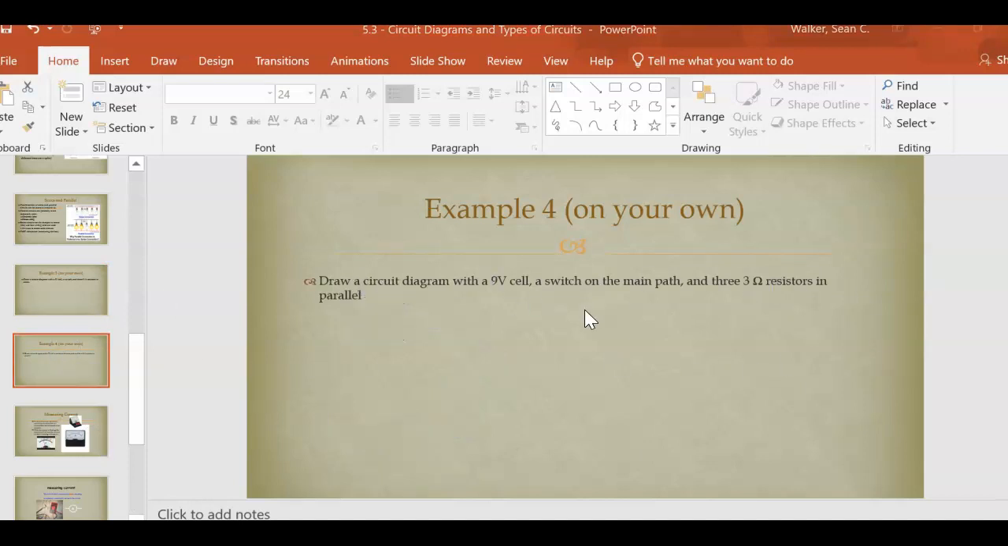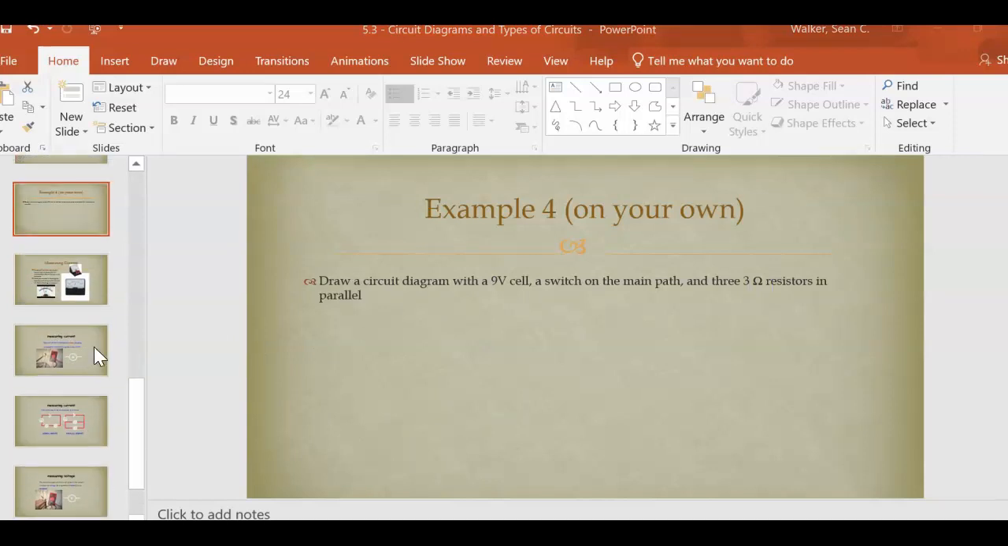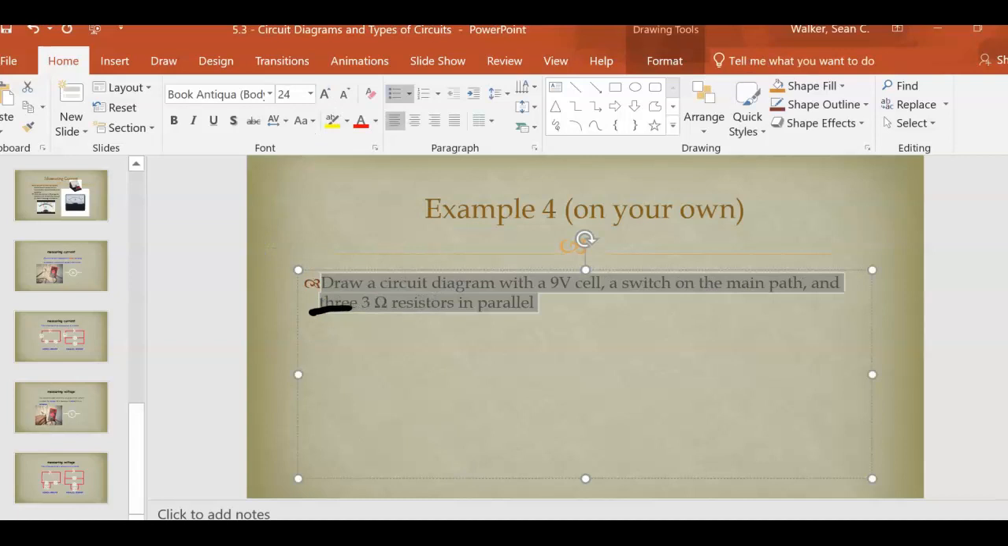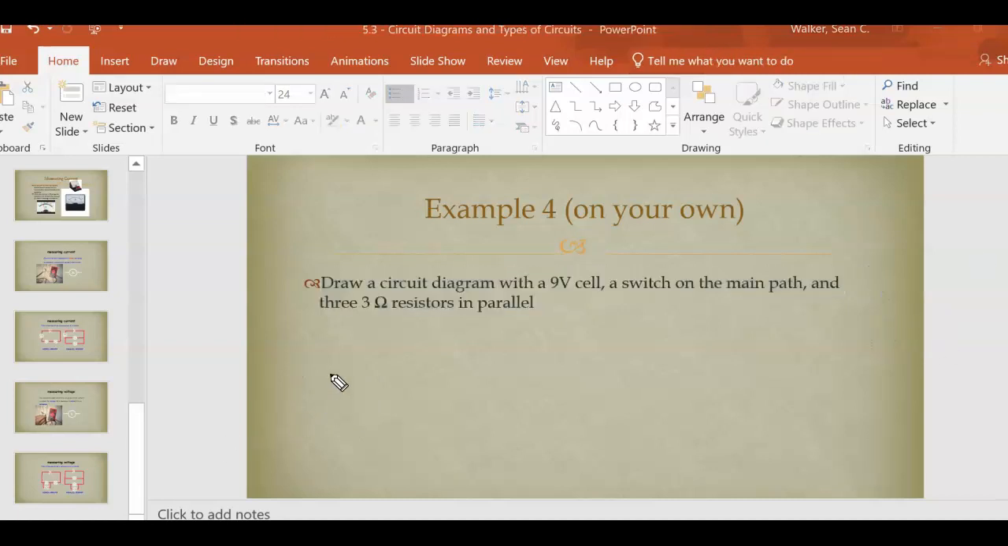Okay, and then example 4. Example 4 says, draw a circuit diagram with a 9-volt cell, a switch on the main path, and three 3-ohm resistors in parallel. So basically the same type of deal, except now we want the 3 resistors to be parallel instead of series. Okay, so let me show you what this might look like. I'm going to draw my cell. Long end is positive, short end is negative, 9 volts. I'm going to draw my switch this time so I don't forget. Okay, so there's my switch.